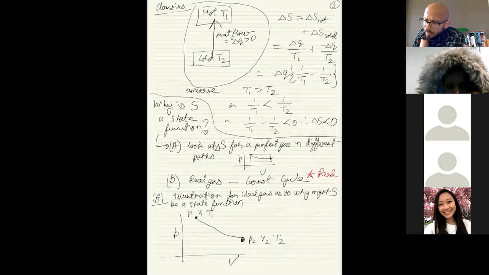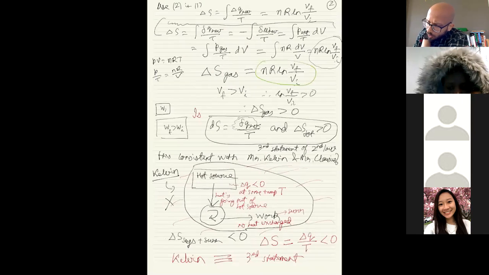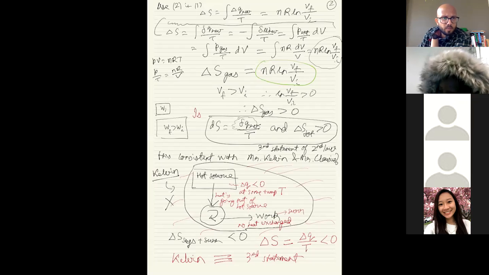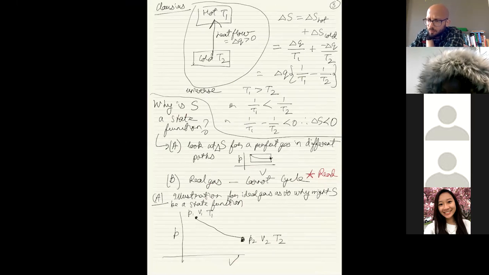What did we do then? At this point, we had already drawn a picture for the Kelvin statement, where you're taking heat from a hot source and converting it into work completely efficiently. And we showed that this is consistent with our third statement. We calculated delta S and showed that this is going to be negative in this case. So if this process happened, the change in entropy of the universe would be negative. Therefore, it cannot happen. They are equivalent.